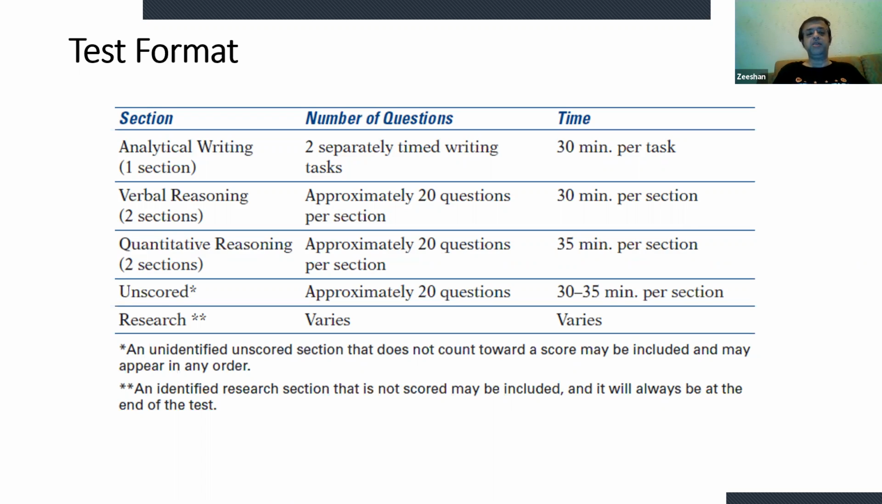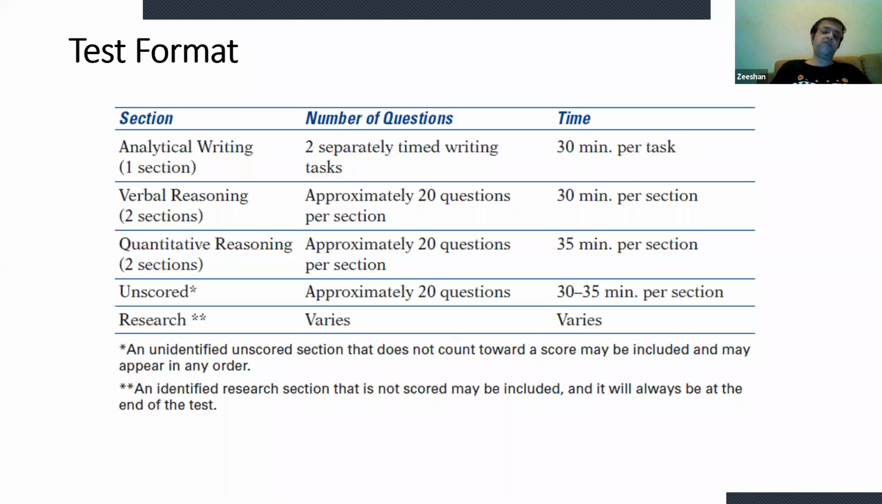But sometimes what ETS does is they give you an extra section. It can be verbal and it can be quantitative. So when there are 5 sections instead of 4, there is 1 section that is experimental for ETS's own use. So that 1 section will not be scored. But we as test takers do not know which section out of these 5 sections would not be scored.